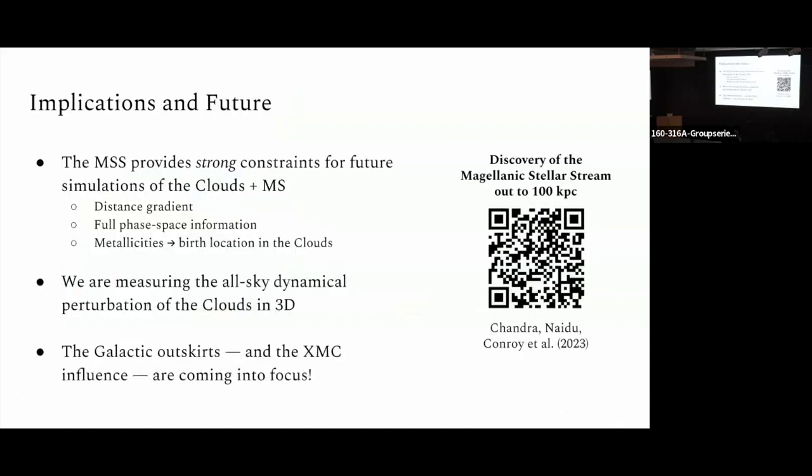And so I'll flash my conclusions, chiefly the discovery of the Magellanic stellar stream, and the fact that I think these galactic outskirts are finally coming into focus in terms of their kinematics and in terms of their distribution in distance. So I really appreciate your time, and I'm happy to take questions.